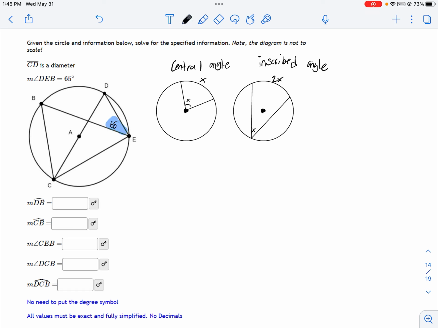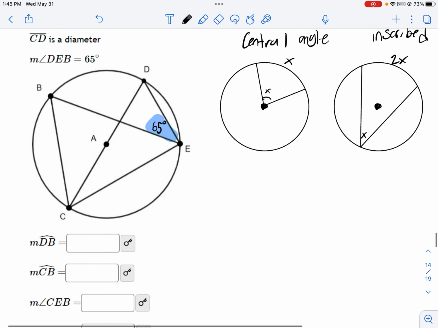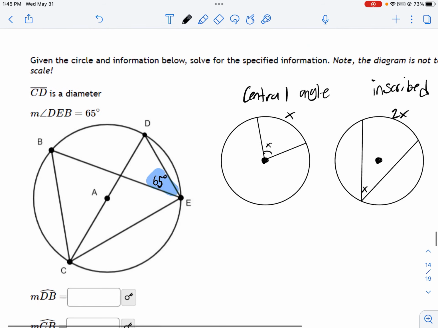We have a circle, and we're told that CD, a little segment right there, is the diameter, and we're told the measure of angle DEB, which is going to be that little sliver right there, is a 65-degree angle. Let me rewrite that, it's a little easier to see. 65 degrees, there we go. And we're essentially asked to find all this other stuff right here.